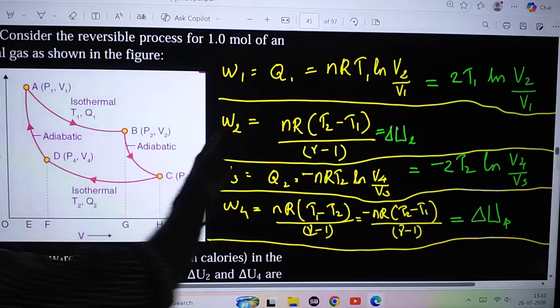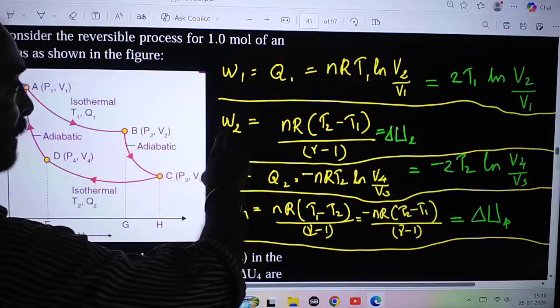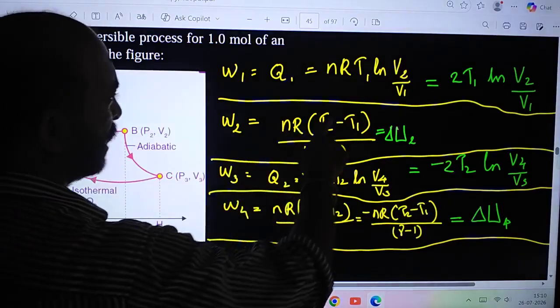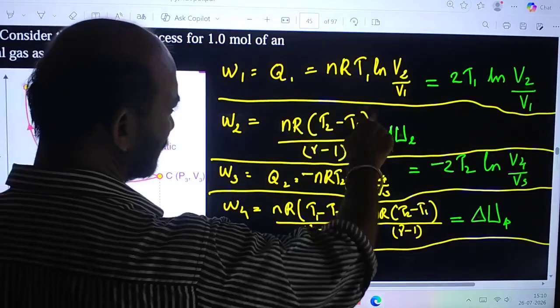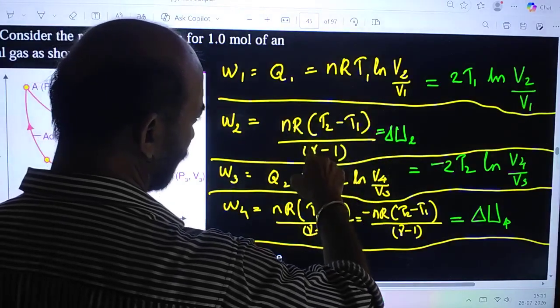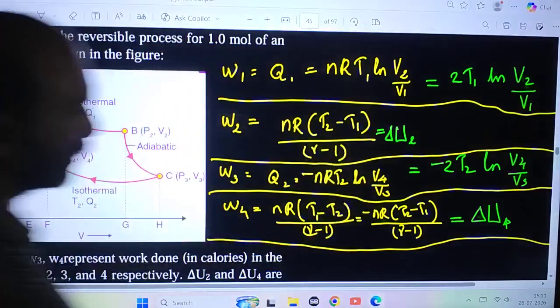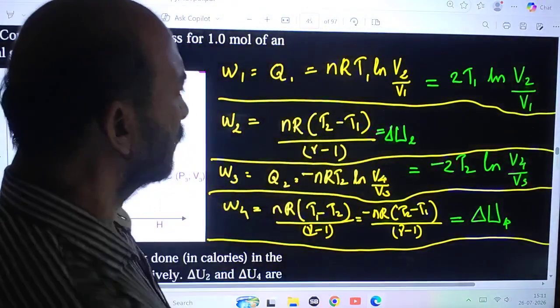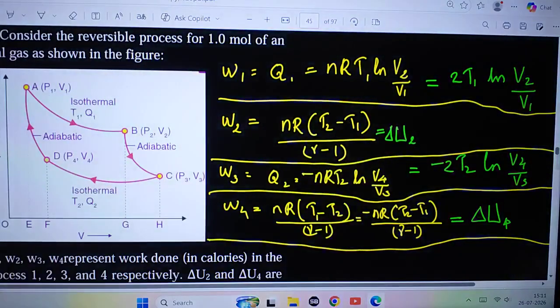One more point I forgot to tell. The work of adiabatic expansion is given by the formula nR times final temperature minus initial temperature divided by gamma minus 1. Okay, the ratio of Cp and Cv is gamma, so gamma minus 1. Okay, green part we will say later.